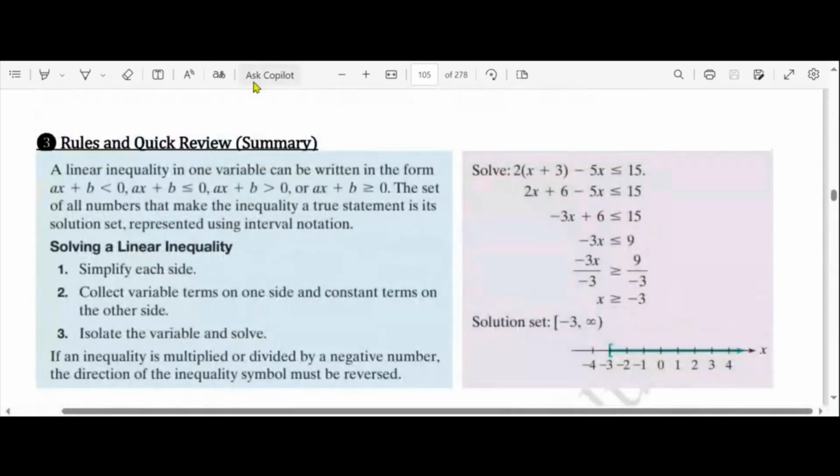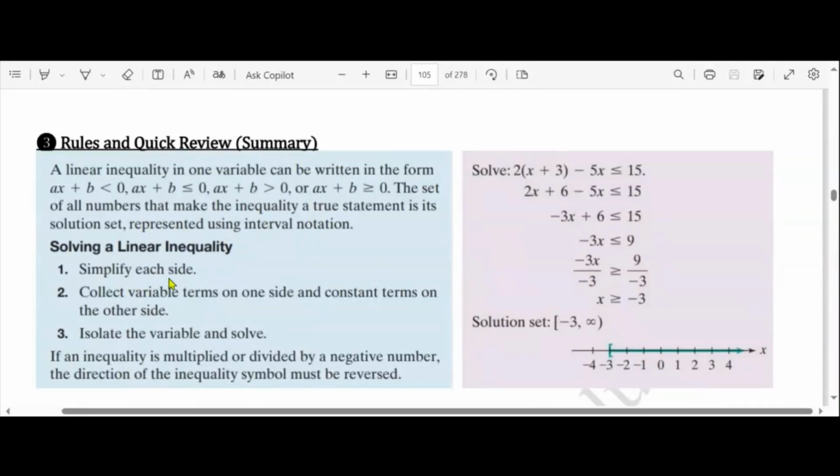A linear inequality in one variable can be written in the form of ax plus b less than 0, or ax plus b less than or equal to 0, or ax plus b greater than 0, or ax plus b greater than or equal to 0. The set of all real numbers that makes the inequality a true statement is its solution set, represented using interval notation.